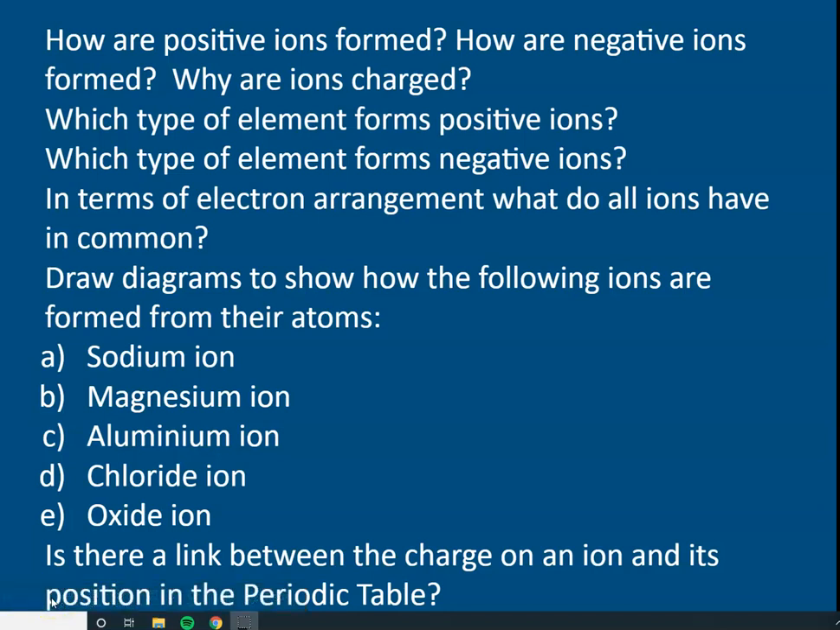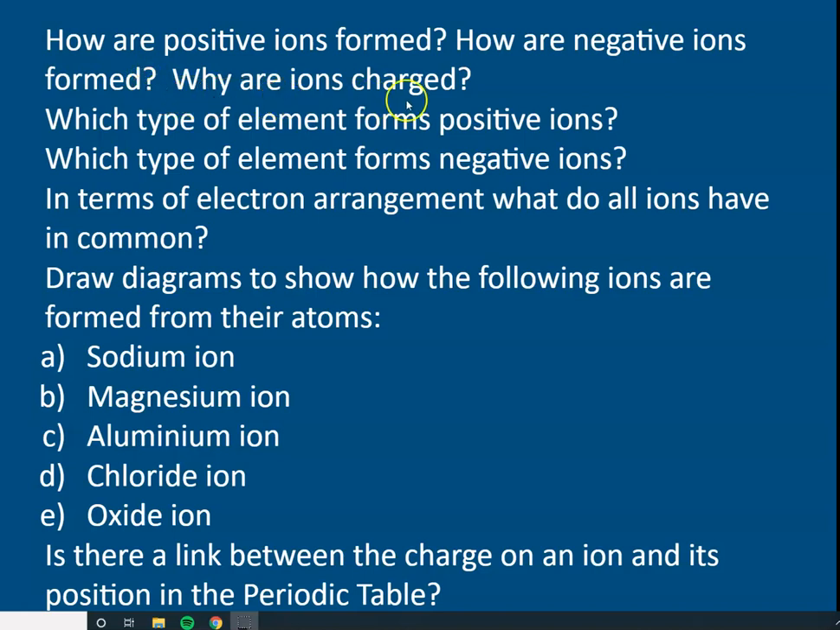Okay, so the answers to all these wretched questions. How are positive ions formed? Well, positive ions are formed by loss of electrons from the outer shell or outer energy level of an atom. Negative ions are formed by gain of electrons to the outer shell of the atom.